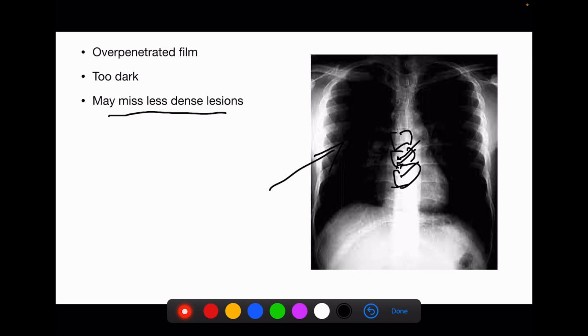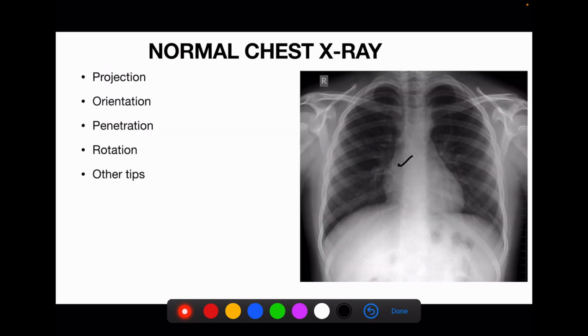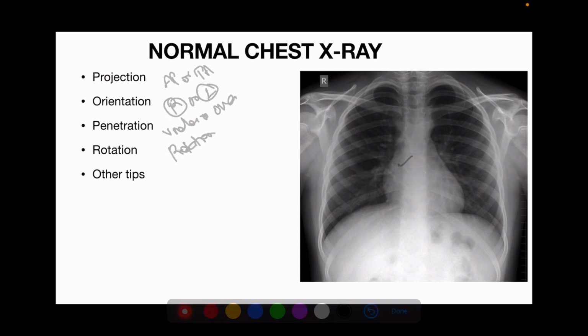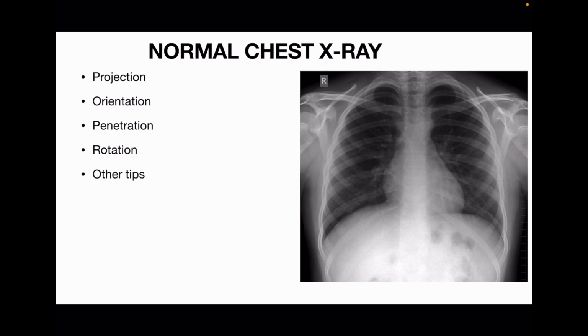So these are the basic things that you need to know in a chest X-ray. First, you need to look at the projection, whether it is AP or PA, and you need to look at the orientation, whether right or left, and you need to look for the penetration, under or over, and you need to look for any rotation. And that brings us to the end of this discussion.